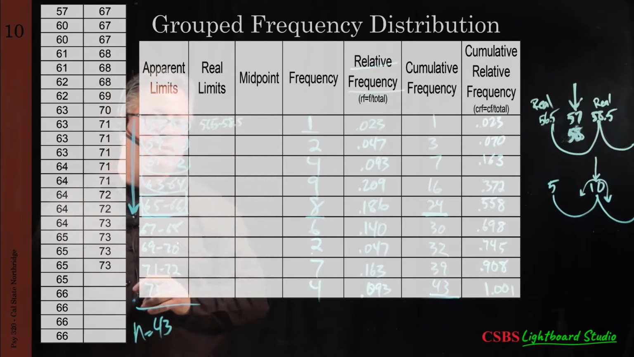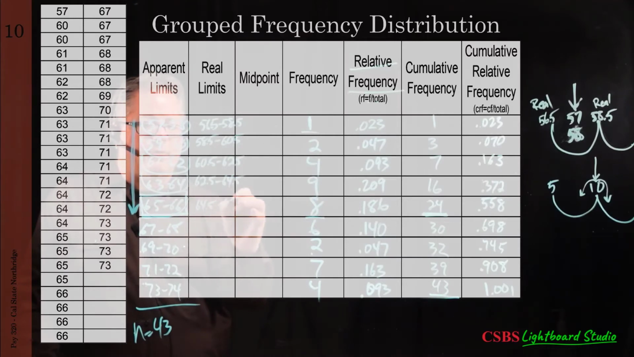58.5, which means down here, the next real limit should share this. That's the other part of this too, the real limits should actually overlap. So here, this is going to be 58.5 to 60.5 as the real limits. The next one's going to be 60.5 to 62.5. And 62.5 to 64.5.